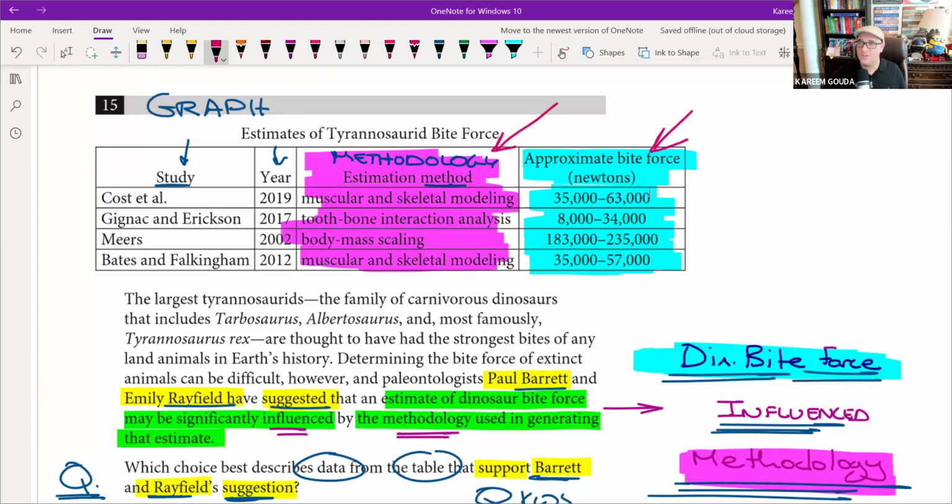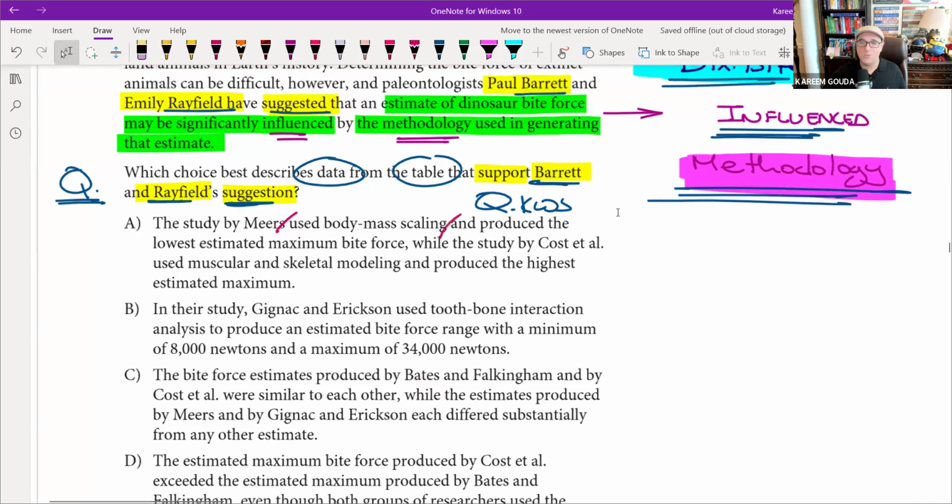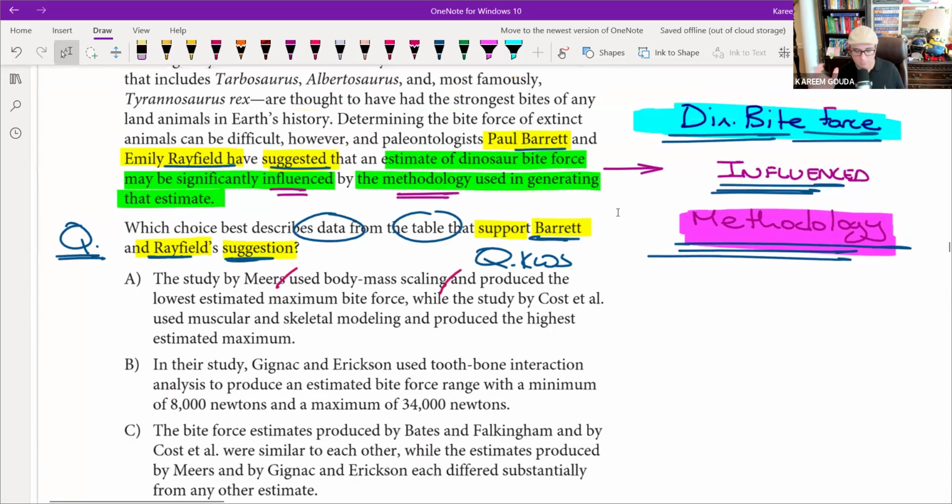All right, let's take a look at the answer choices. A, the study by Mears used body mass scaling. Okay, we go up here. And remember, guys, this is a graph question hack. Whenever you have a graph question or a table question like this, you always break down the answer choice into little parts. We do this in all types of questions, but in graph questions, after you break down into a little part, you take this part, you go up to the table, you check if it's right or wrong, okay? You don't try to take the whole answer and go check. You're going to forget.